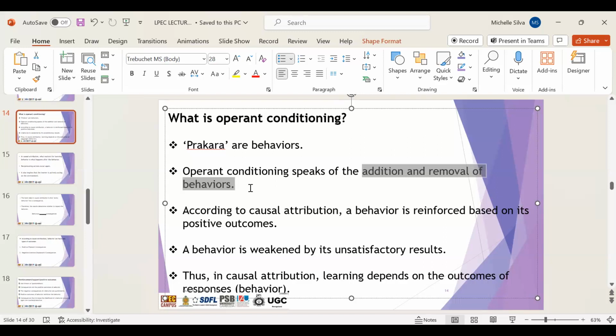This reinforcement can be either positive or negative; we'll learn that later. But anyhow, according to operant conditioning, the consequence of the behavior is very, very important. So please write down here: for all behavior, there is a consequence.